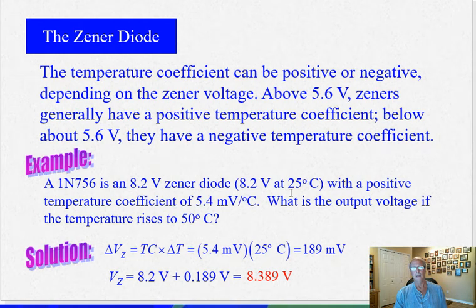Okay. Well, at 25, it's 8.2 volts. 50 degrees C is twice that, right? So we're going to go 5.4 millivolts times 25 degrees C. That's the delta T. 135 millivolts is the change in Zener voltage. So you add that to the 8.2 volts, and you get 8.389 volts. Still pretty good. It's still very close to its nominal Zener voltage. 50 degrees C is pretty hot, though. That's well over 100 degrees, 130 some odd degrees Fahrenheit.